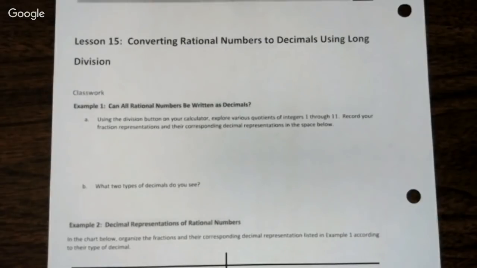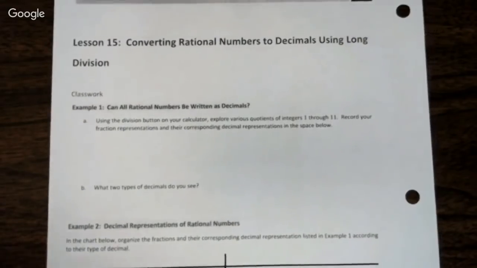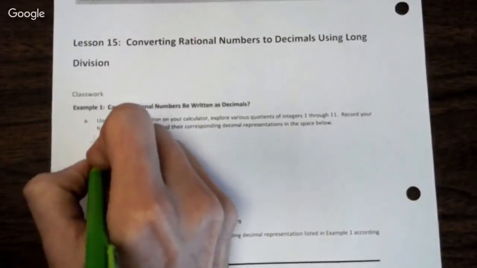All right, this is Module 2, Lesson 15. We're going to convert rational numbers to decimals using long division. So we actually get a calculator for this first example. And it says, using the division button on the calculator, explore various quotients of integers 1 through 11. So what that means is we're going to do stuff like 1/2.